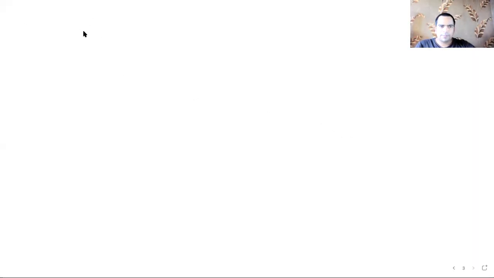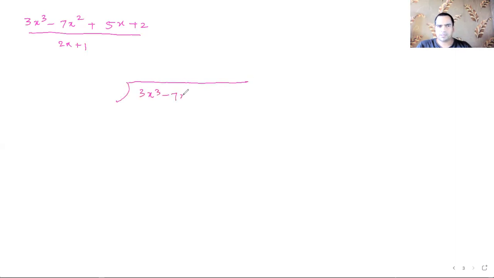So here's the third example on polynomial division. Let's say I'm dividing 3x cubed minus 7x squared plus 5x plus 2 by 2x plus 1. Now here it's a little long procedure, but we definitely follow the same structure. So 3x cubed minus 7x squared plus 5x plus 2. You can see all the terms are there, so no need to add any 0. And you have the divisor 2x plus 1.